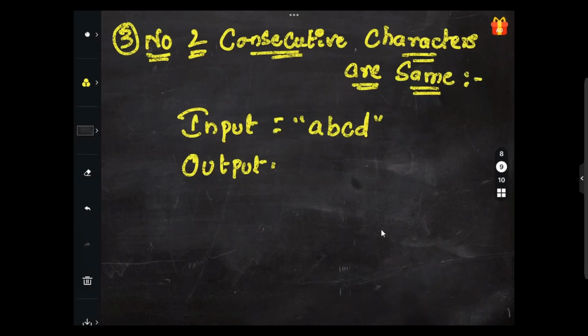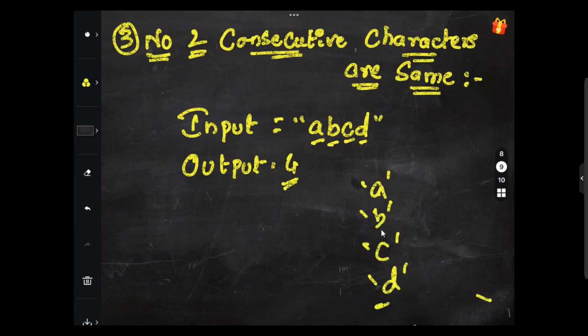So the third edge case will be here. No two consecutive characters are same. When I say no two consecutives are same, we should be having different characters here, right? So the output in this case will be 4 because only single characters are palindrome here. A, this is one palindrome. B is one palindrome. C is one palindrome, and D is one palindrome.